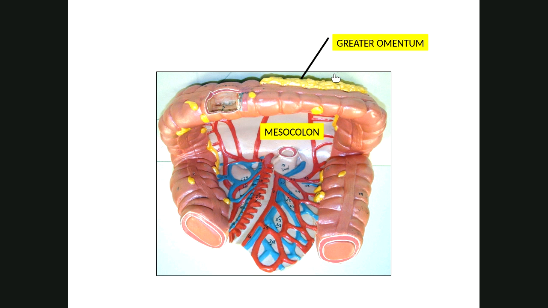Greater omentum is here, okay? And then the tissue underneath is the mesocolon. I don't need to tell you, this is on the test, right? The large colon that goes from left to right here is called the transverse colon. Okay.